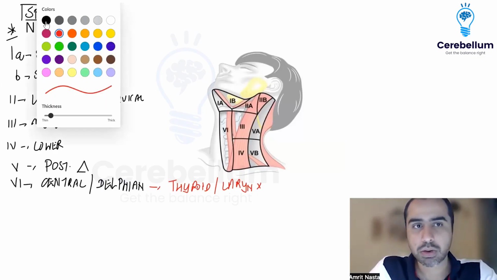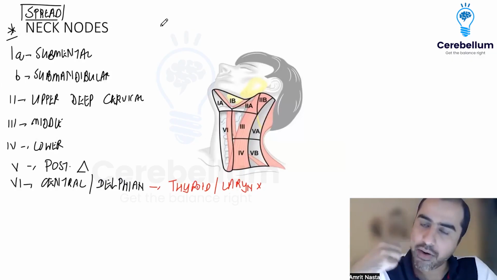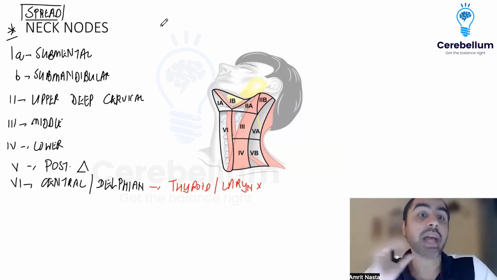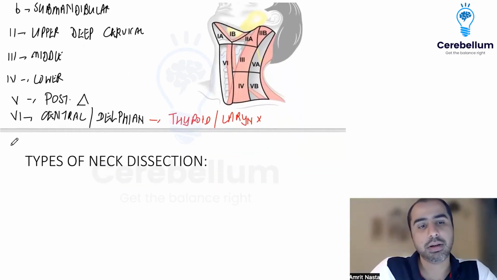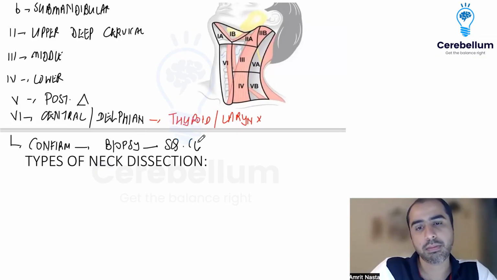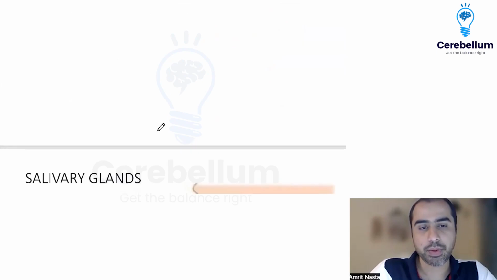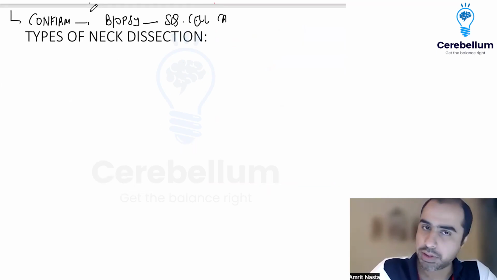Okay, so a person can come with an oral cavity mass. He can come with neck node metastasis. What are you going to do first? First, you have to confirm your diagnosis. So to confirm your diagnosis, you will do a biopsy. The biopsy will tell you, yes, it is squamous cell carcinoma.